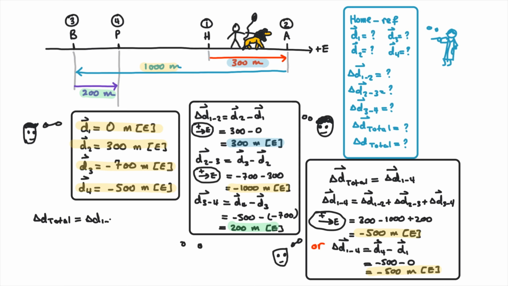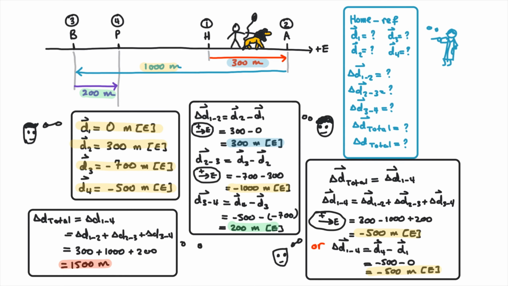Robo then calculated the total distance by adding all the distances traveled in the different intervals to get 1500 meters for the total distance.